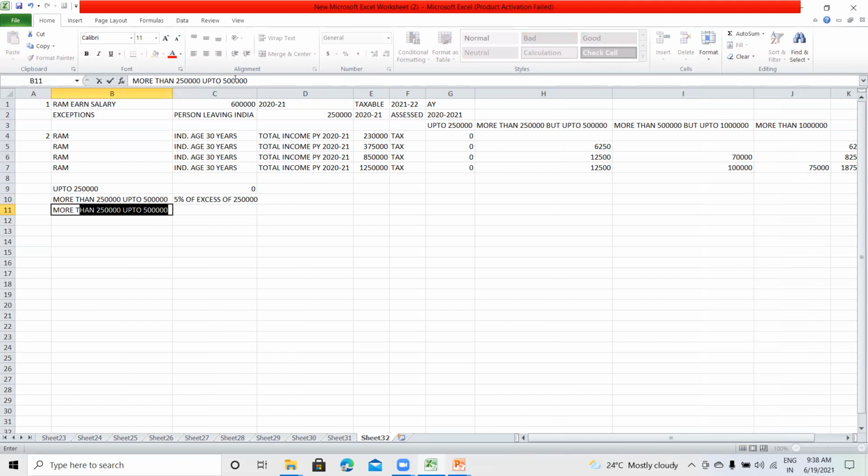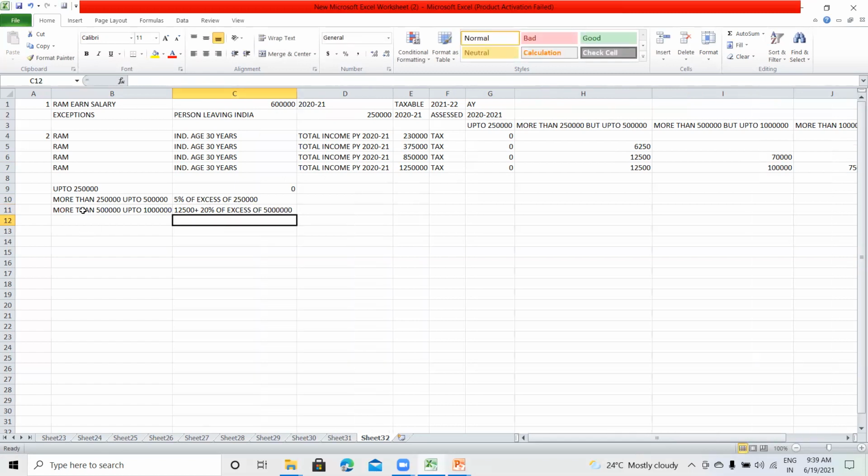In the next case, more than 5 lakh but up to 10 lakh, then 12,500 plus 20% of the excess of 5 lakh. And more than 10 lakh, then 1 lakh 12,500 plus 30% of the excess of 10 lakh.